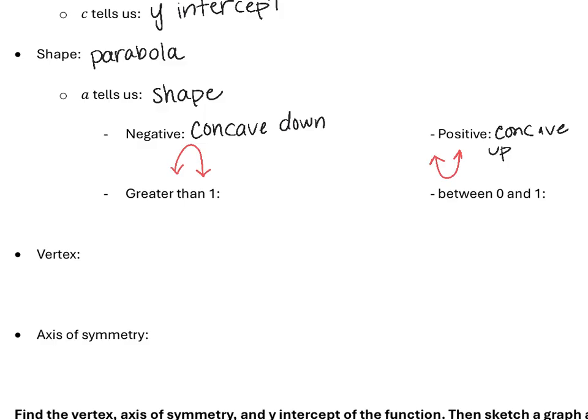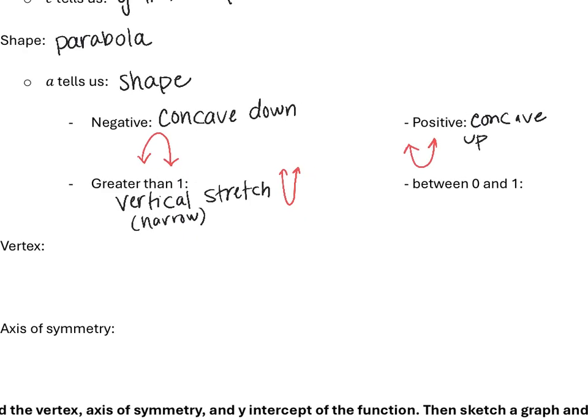If a is greater than 1, so if it is a value bigger than 1, you will have a vertical stretch, meaning the graph will be narrower than the parent function. So if you have like a of 5, the bigger that a value is, the more narrow your graph is going to get. Like a rubber band?